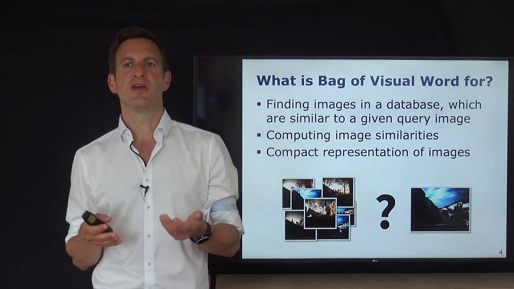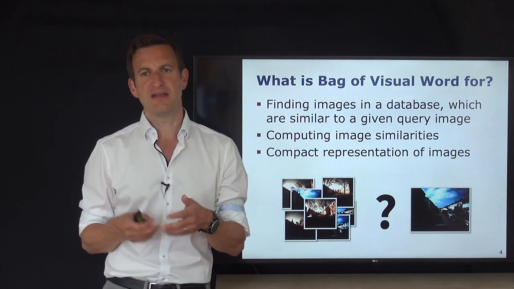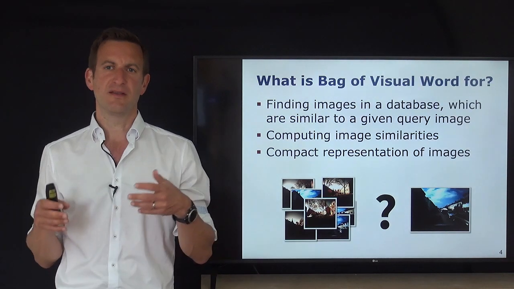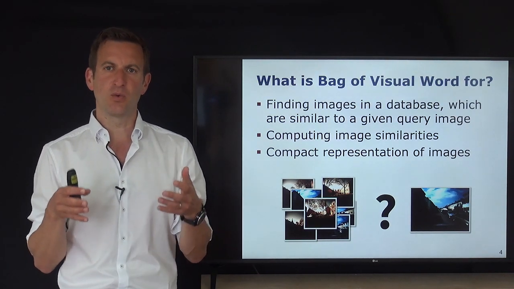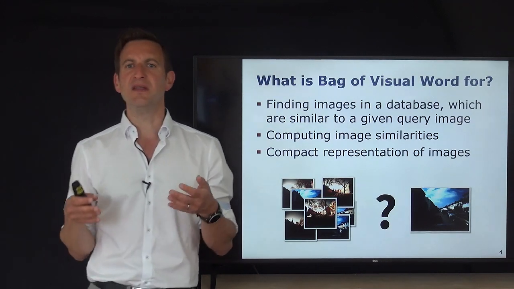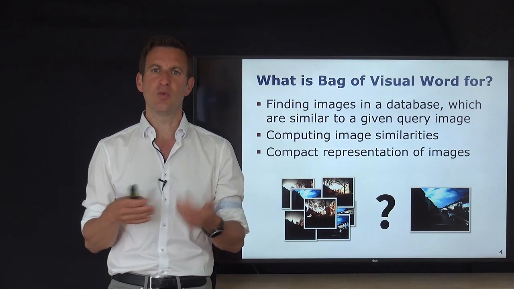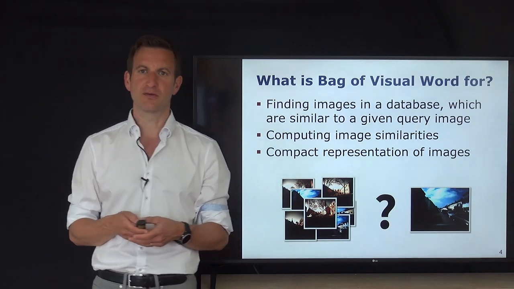Additionally, bag of words also provides a quite compact representation of the image, so that in the end you do not actually need to store the image. It's sufficient to store a compact representation, which, as we will see, will just be a histogram of certain feature occurrences, and you can do all the comparisons based on those histograms.